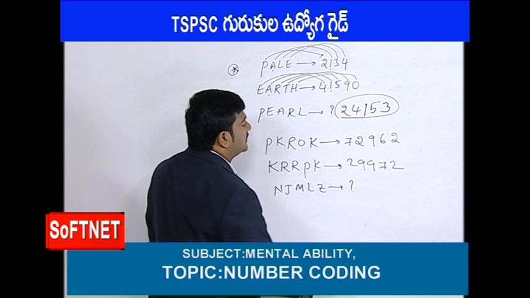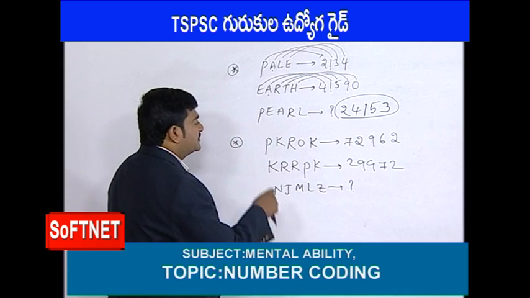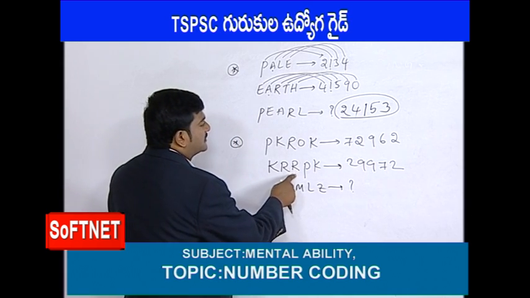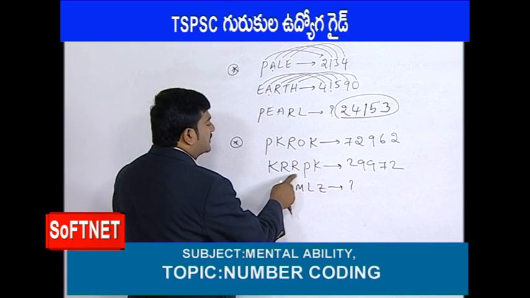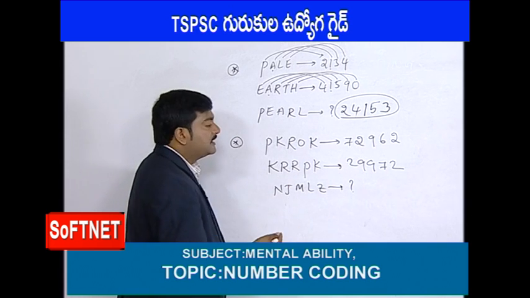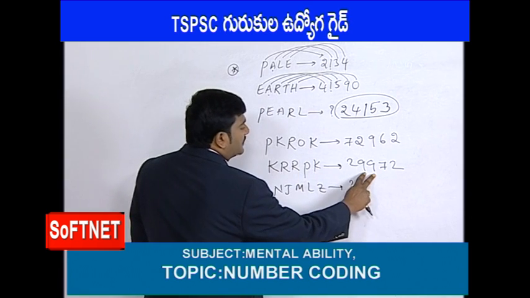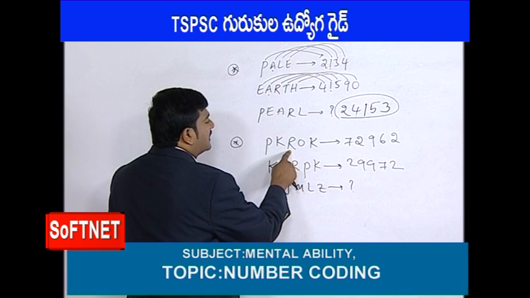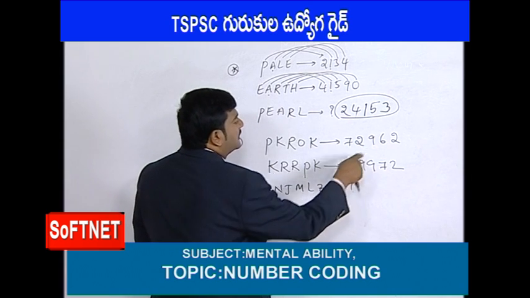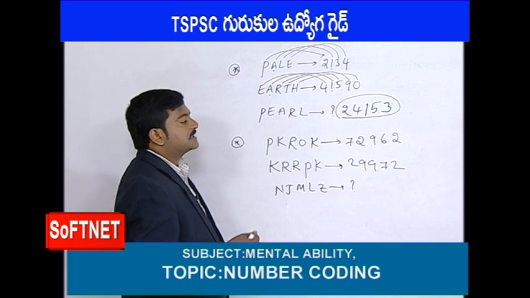What is the code for that? 72962. See, observe common letters. Here common letters are R. Okay, common letters are R. For example, think that there is a concept of direct coding. Why? Because here 2 R's are there. The code for the 2 R's is 9. Similarly, R is there. The code for the R is 9.